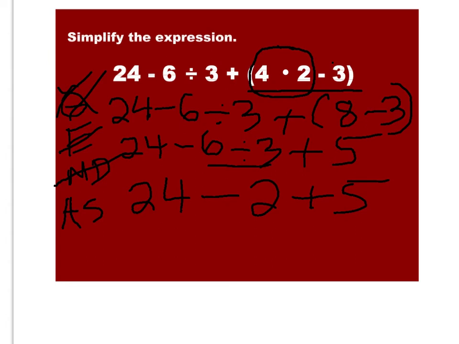That's left to right. So here I'm going to subtract before I add. That can happen if it's written on the left. So 24 minus 2 is 22. And then I bring down the plus 5. And I get 22 plus 5 is 27. And that is my answer.